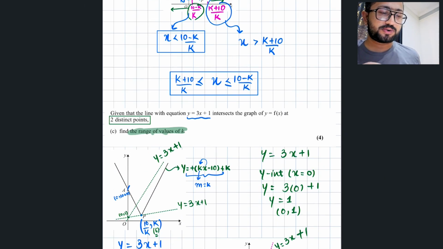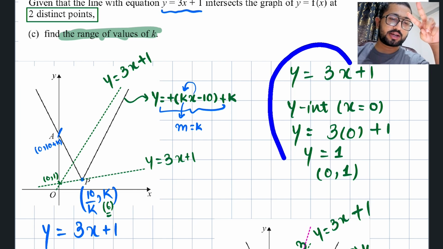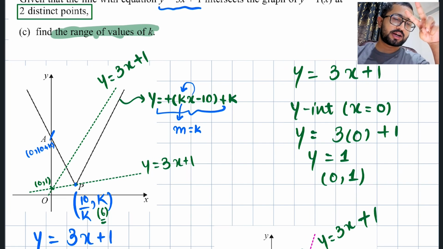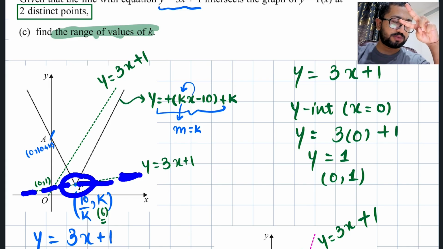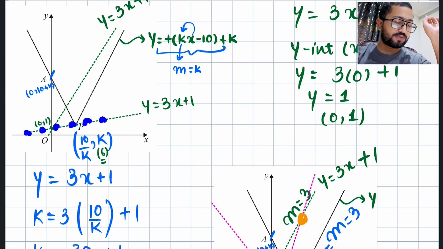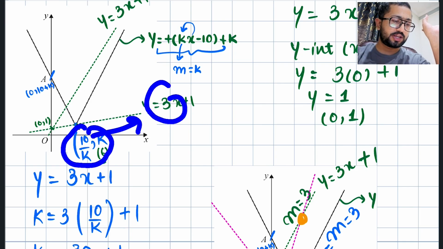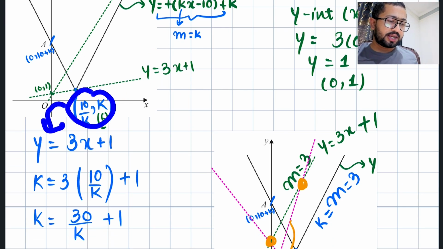Let me explain again what you have to do in this question. Whenever the question says that the line intersects another modulus graph at two distinct points or one distinct point, let's talk about two distinct points. There are two possibilities. First, you need to make a graph of the straight line. And how to make a graph of the straight line? There are two possibilities. First, you have to make a graph which is going to pass through the vertex of the modulus function. That is your first possibility. If it is going to pass through the vertex of the modulus function, I can put this point into this line. So please just put this point into the line and get the value of k.